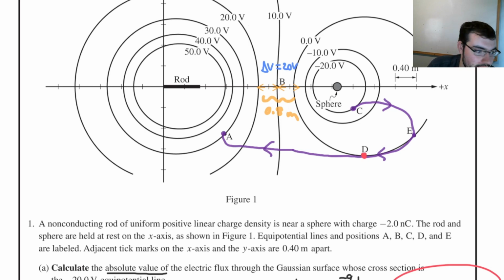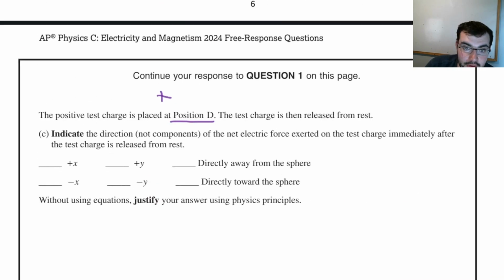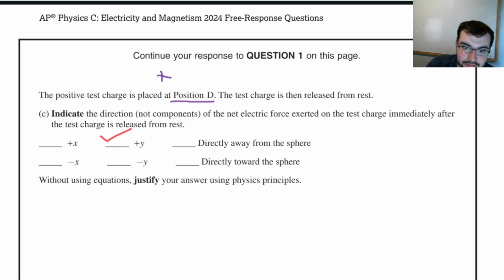So we know that the E field points perpendicular to the equipotential line. So we have two options. It's either down or it's up. But since this is a positive charge, positive charges experience a force to send them to lower potential, and the lower equipotentials are located in the above direction. So it's in the plus y direction.